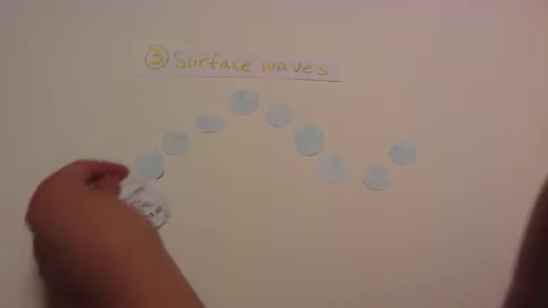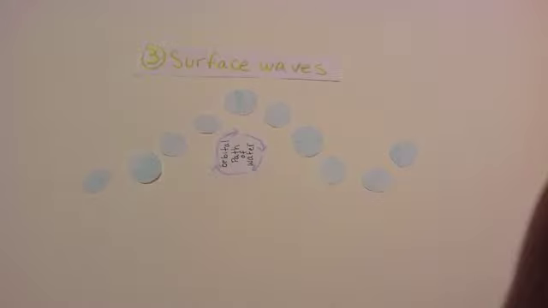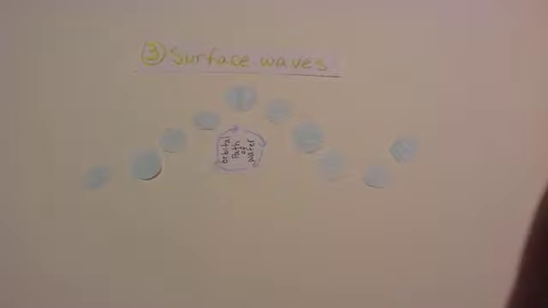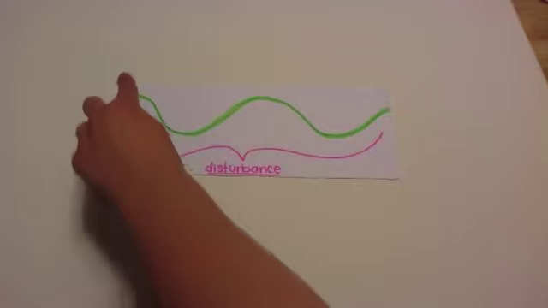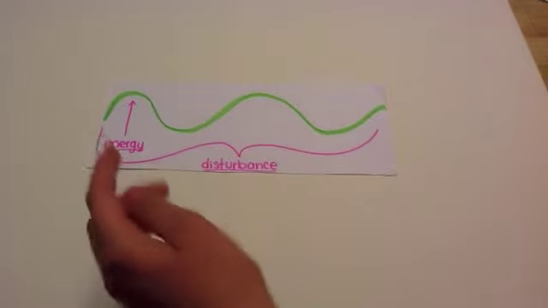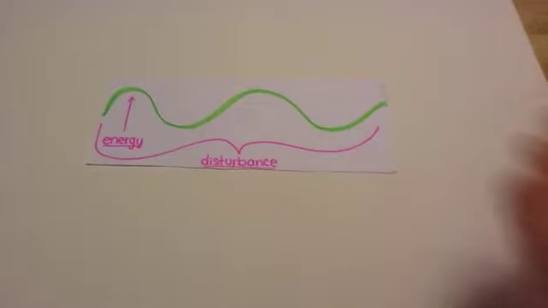Finally, we have surface waves. In these waves, the motion of the particles are circular or elliptical. It is a combination of transverse and longitudinal waves. The particles circle when at the crest and flow between crests. A wavelength is either measured from crest to crest or trough to trough.